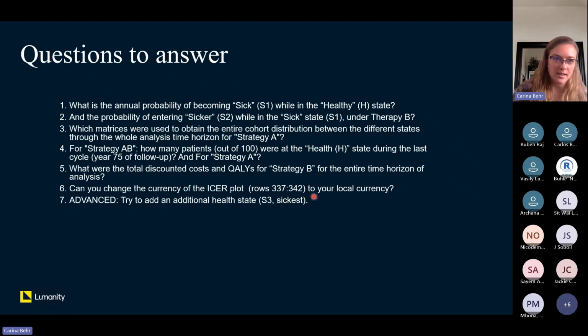And then, as I mentioned, if you have time left, try to add an additional health state, as that's quite a fun adaptation to do.